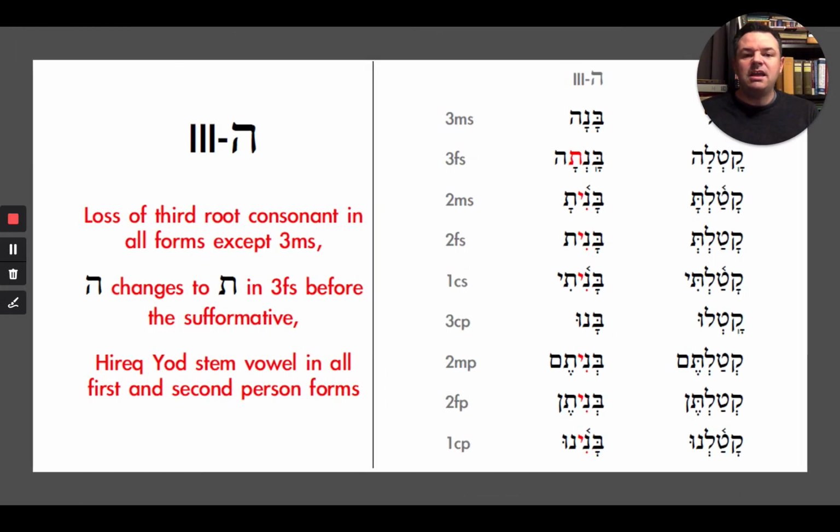The third hey is the one that's probably the most different, but you've seen what's happened with hey when it ends a word already. It will sometimes turn into a tav, right? And sometimes it'll drop off. So what we're going to see is it's either going to drop off and turn into a tav, or it's going to drop off and turn into a hireq yod. So notice that is the pattern that's happening. And if you remember and notice that that's what's happened throughout our study of Hebrew thus far, then it shouldn't come as that big of a surprise.